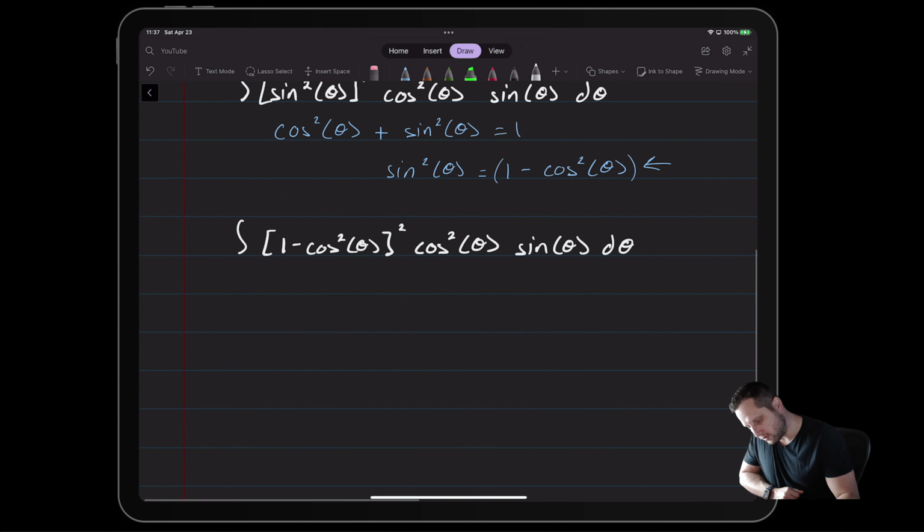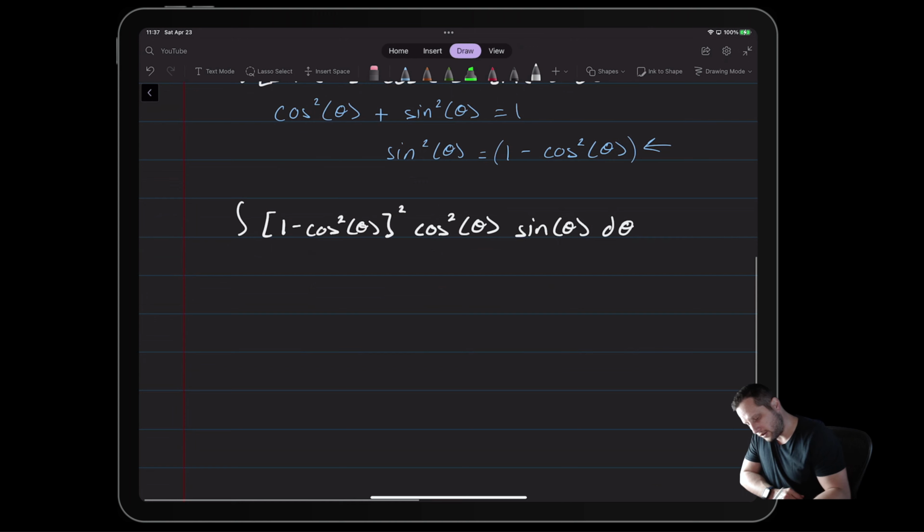Next, I'm going to make a u-sub, and I challenge you to take a moment to try and figure out what the u-sub is going to be. This is where you need to start building an intuition about it by working a lot of problems. So if you want to pause it, try and figure it out. If not, let's just keep going.